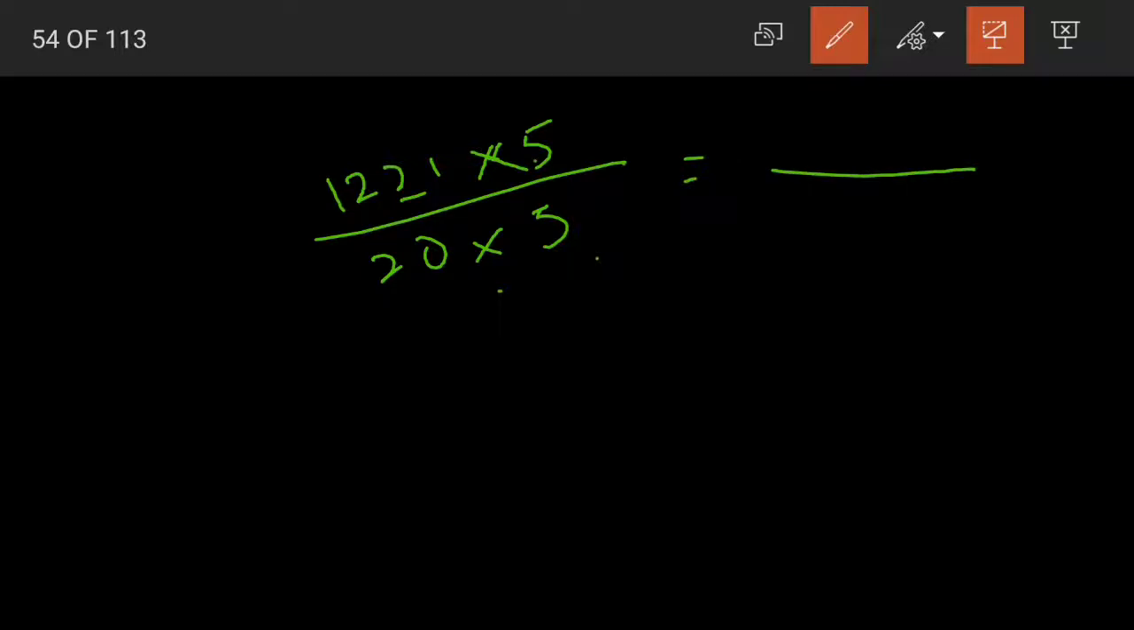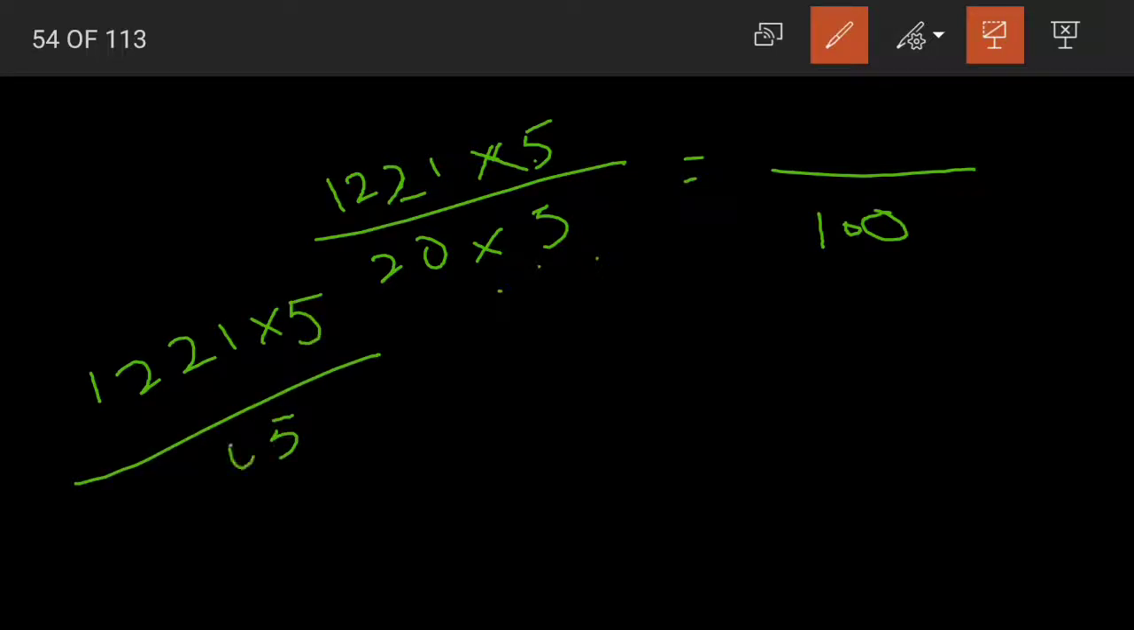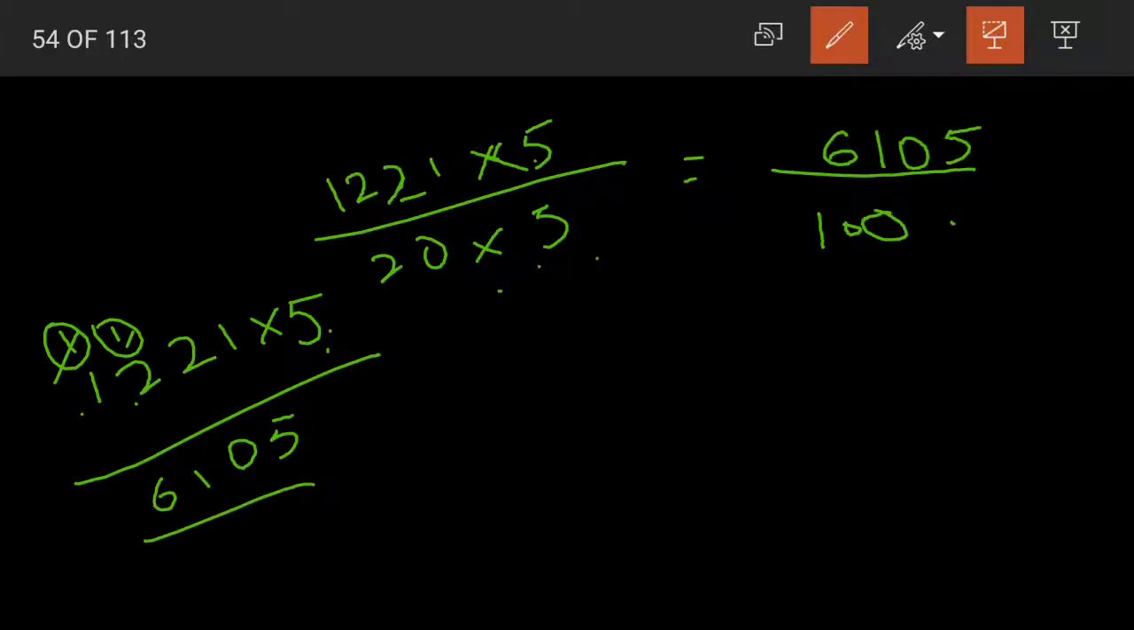Now coming to the denominator, 20 into 5 is equal to 100. We know that. And the numerator part, 1221 into 5. 5 ones are 5, 5 twos are 10. Again 5 twos are 10 plus 1, 11. 1 carried, 5 ones are 5 plus 1, 6. 6105 is our numerator and 100 is our denominator.